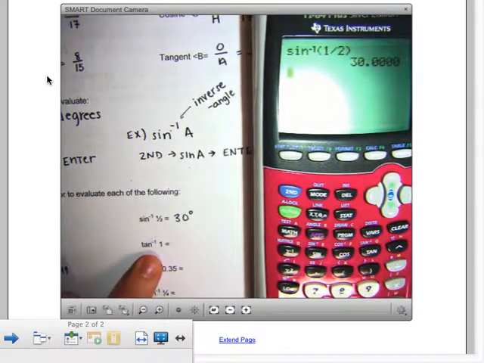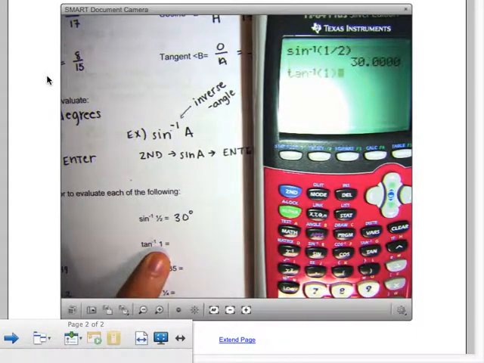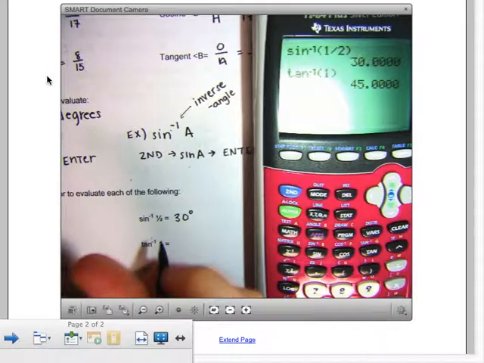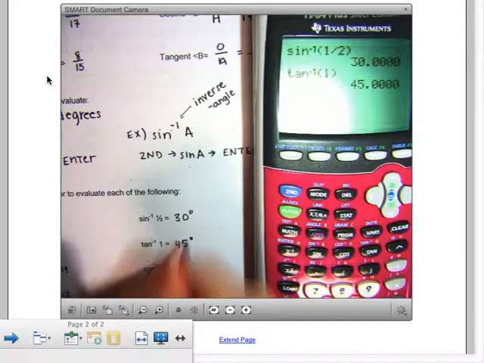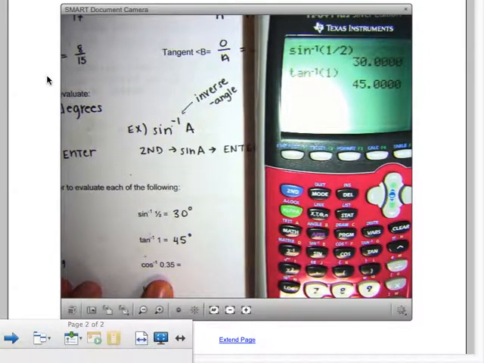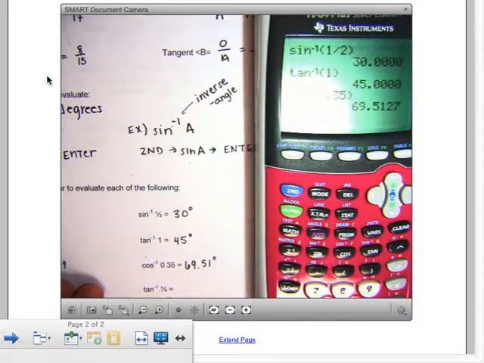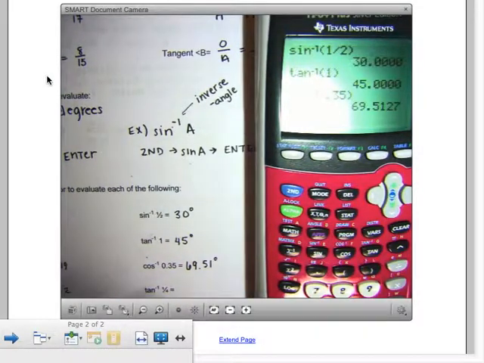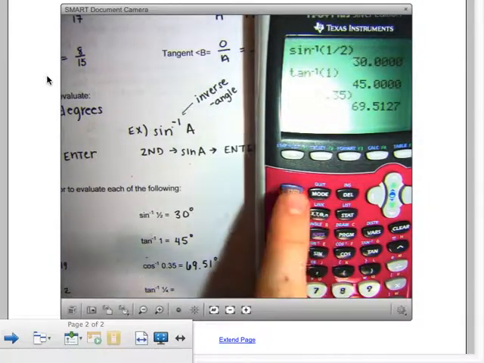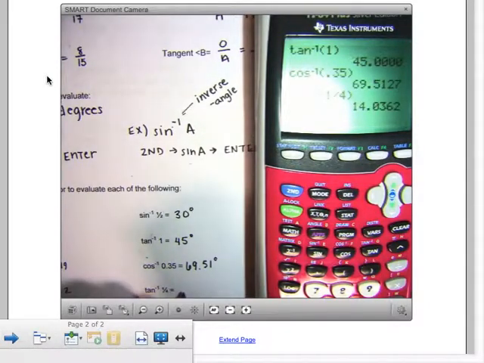Okay, so now I have tangent, and there's a -1, so we're going to do second tangent. My number is 1, and then we get 45. So this is 45 degrees. Okay, last two. Cosine inverse of 0.35, so second cosine, 0.35. Go ahead and round to 2 decimal places, so 69.51 degrees. The last one, tangent inverse of 1/4, so second tangent, 1 divided by 4, 14.04 degrees.